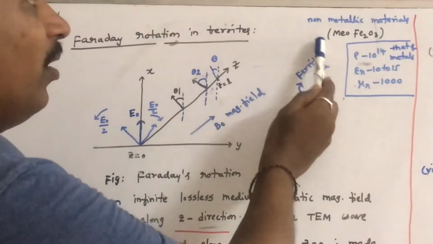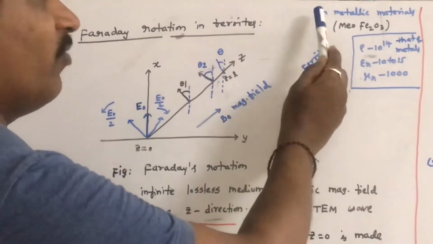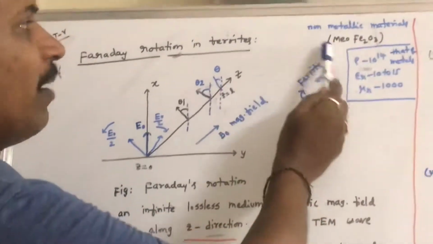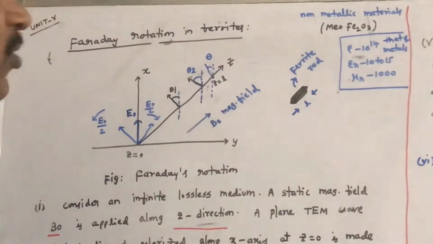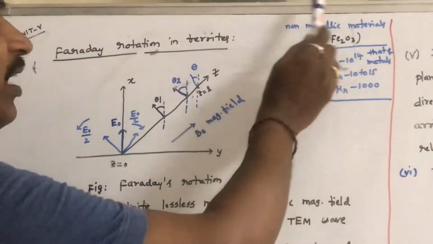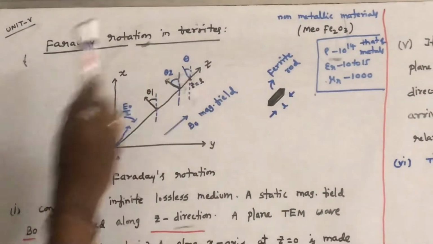These materials consist of a large number of spinning electrons, because of which they possess magnetic properties. Due to these magnetic properties, they find various applications in microwave devices. So let us see what Faraday rotation in ferrite materials is.